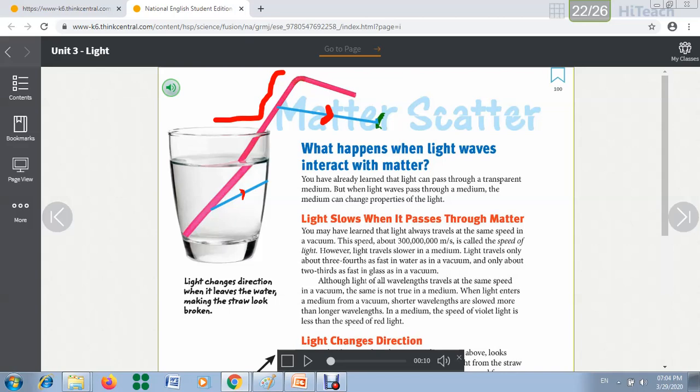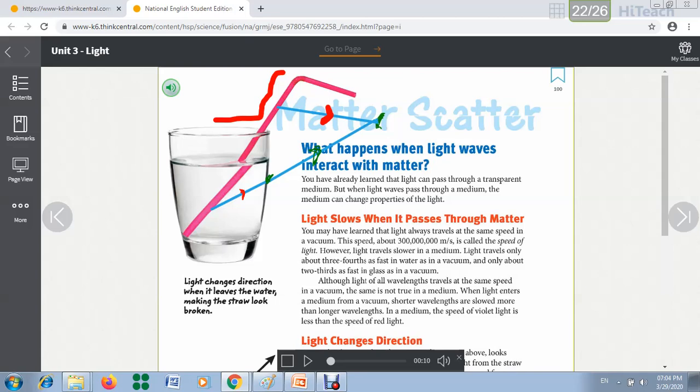Yani, like it's winded here. Maybe it's not clear, but here, look at it now. It was moving in a straight line, but a little bit here at this point it starts to change. It will make like an angle, another one. Okay, so here it's bended. That's why you see it like it's bended. Okay, so this is the refraction, how the light is refracted.